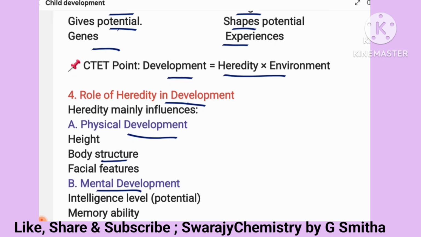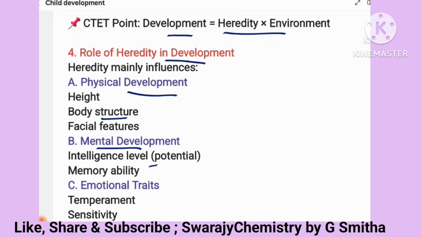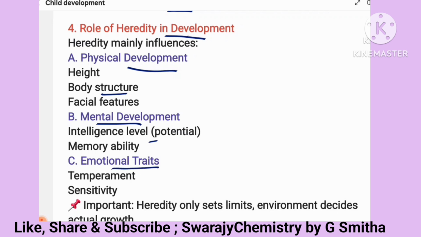Heredity also affects mental development, especially intelligence level and memory ability. An important note here is that heredity decides the capacity of intelligence, not its final level. The third one is emotional traits. Heredity influences some emotional traits such as temperament and sensitivity. For example, some children are naturally calm while others are naturally active and sensitive.